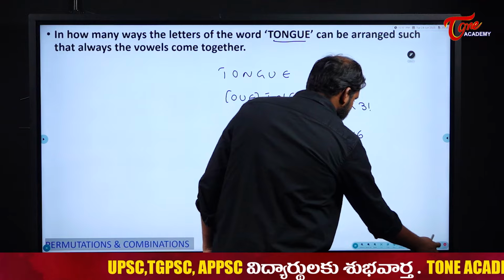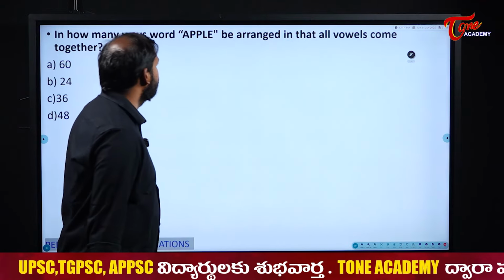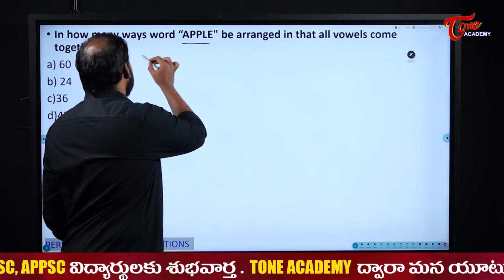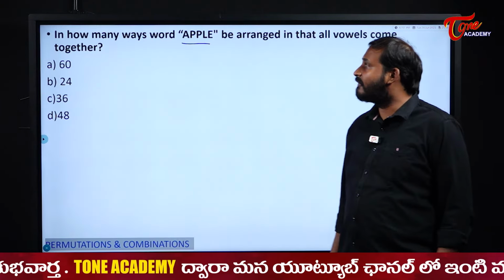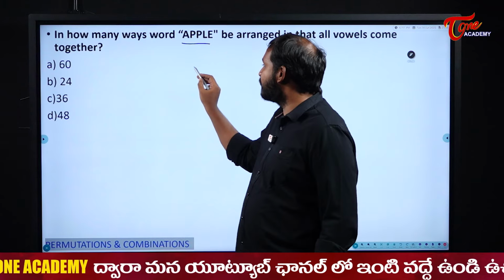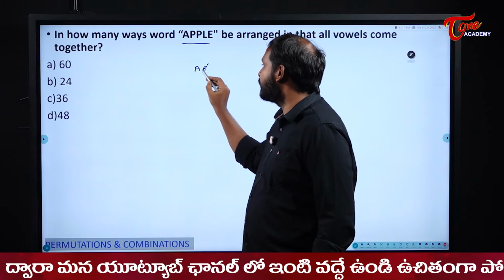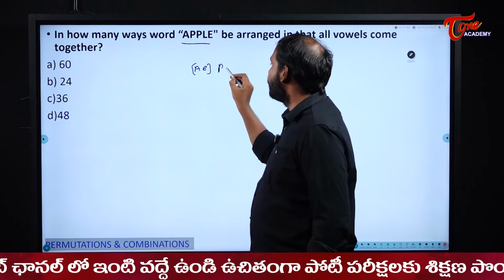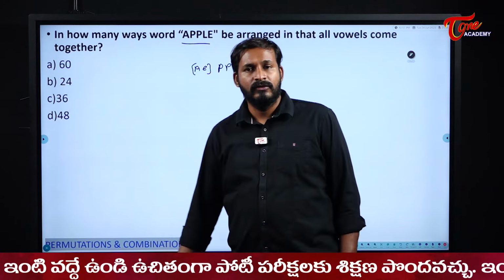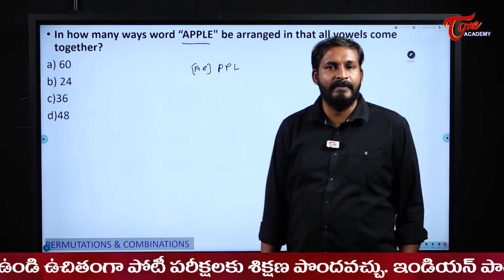Understood? Right. Next one. In how many ways can the word apple be arranged such that all the vowels come together? Pause the video and try to get the answer for this one, students. All the vowels should come together. So how many vowels are there for me here? 2 vowels. What are those? A and E. I will make them as a group. When it comes to consonants, what do I have here? P, P, L. I have 3 consonants.